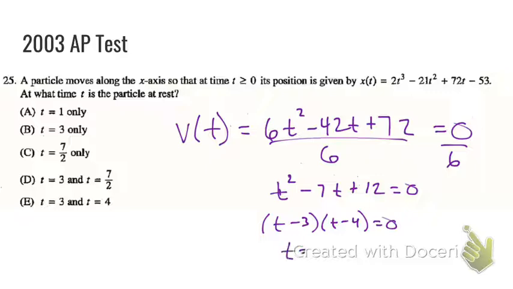Therefore, t equals 3 and t equals 4 are the two times when the velocity is 0, which means the particle is not moving, which means it's at rest. Answer choice E.